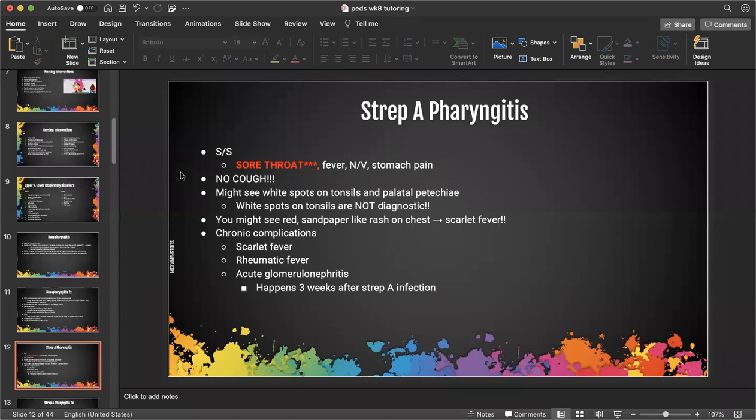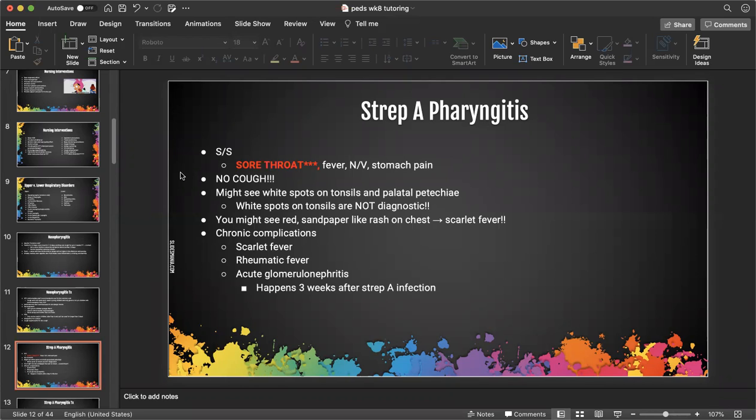You might see white spots on their tonsils and their palatal petechiae, but the white spots on the tonsils aren't diagnostic. So even if you do see white spots, it doesn't mean that they have strep. You could also see a red sandpaper-like rash on the chest, which indicates that they might have scarlet fever. And that's a chronic complication. So the chronic complications are scarlet fever, which is that red sandpaper rash on their chest.